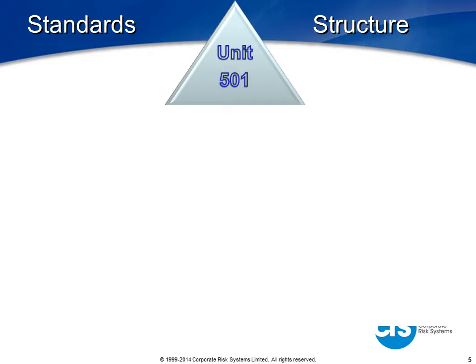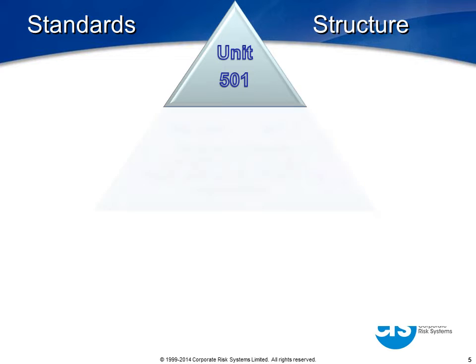Okay, so let's look at the qualification in more detail. The qualification is made up of 10 different units. With each unit there is a subunit, and within each subunit there are a range of assessment criteria. Let's have a look at Unit 501. 501 is about the promotion of a positive health and safety culture.